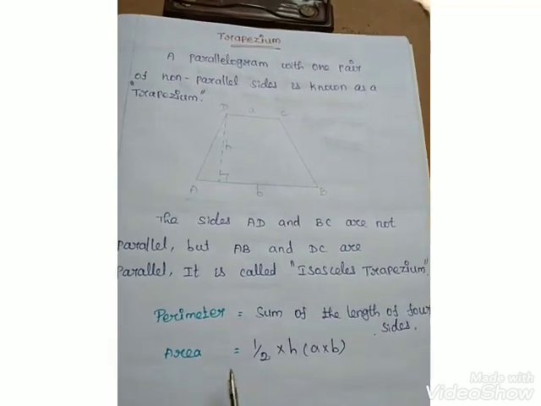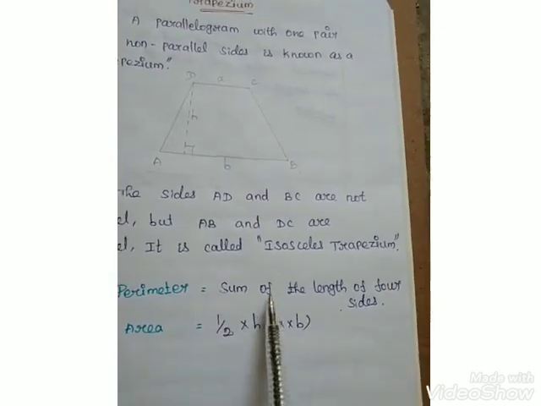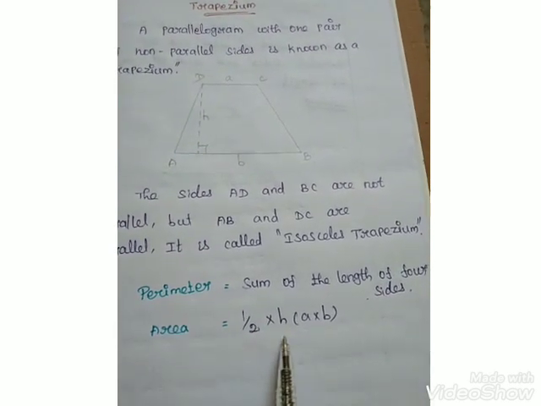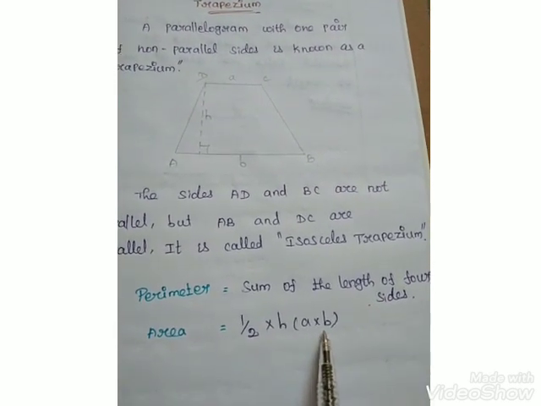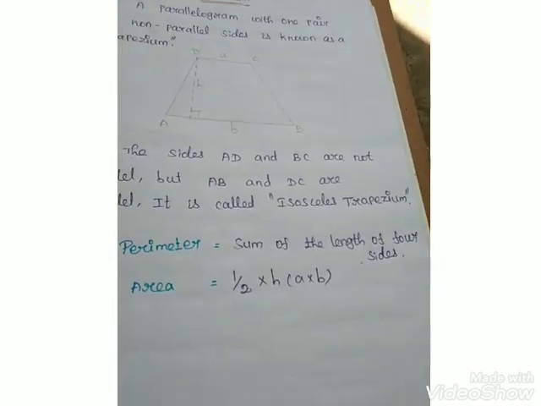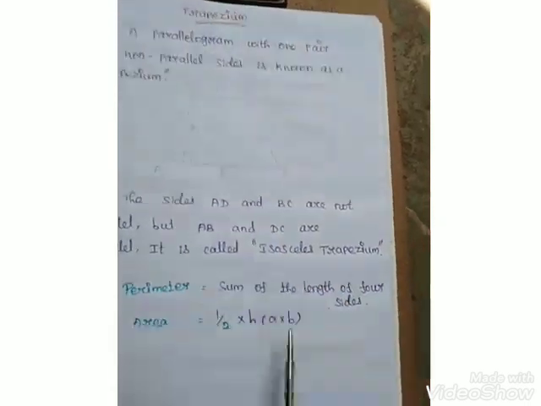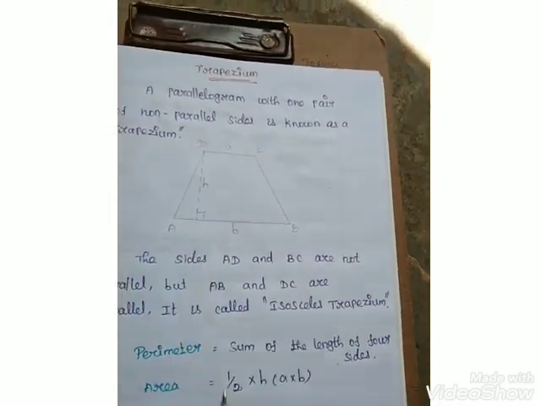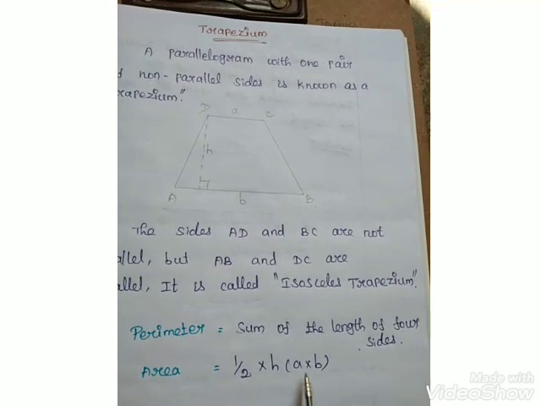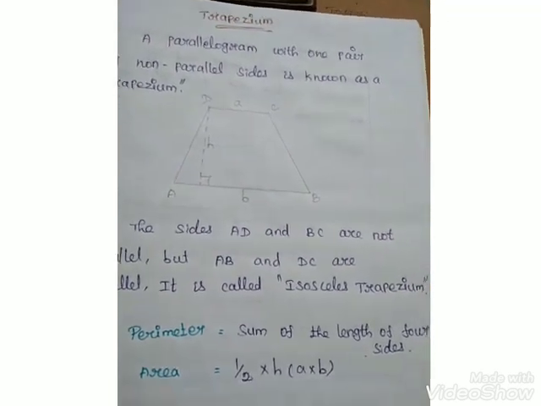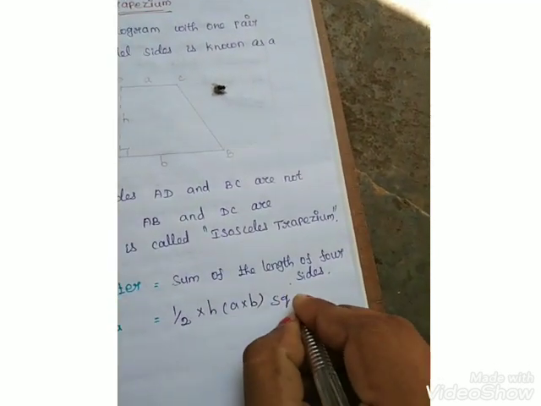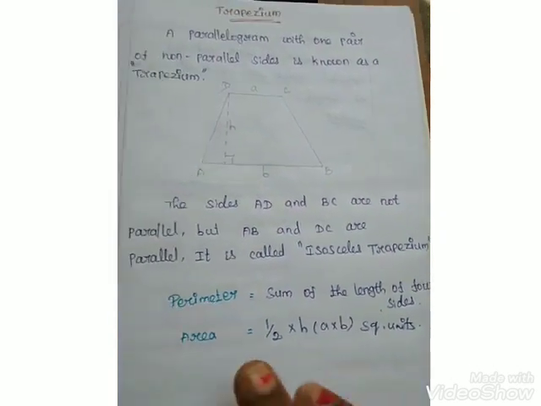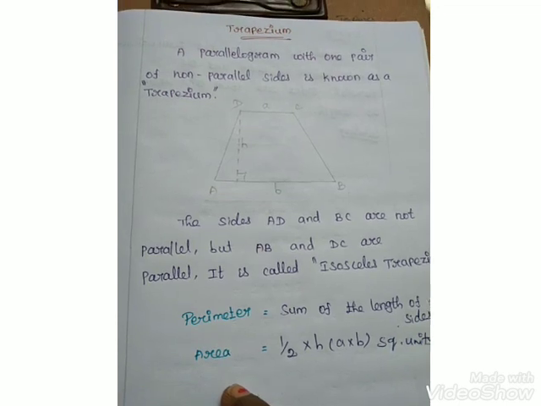Okay, here see the formula. Perimeter of trapezium is sum of the length of the four sides, same thing, but here area is half into height into A plus B. Here A is one side, B is another side, so given the two parallel sides and height. Okay, so half into H into A plus B square units. இதை பேஸ் பண்ணி சம்ஸ் நம்ம நெக்ஸ்ட் கிளாஸில் பார்க்கலாம்.